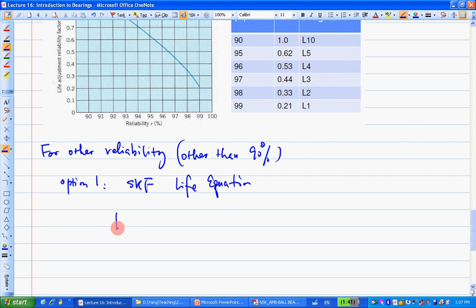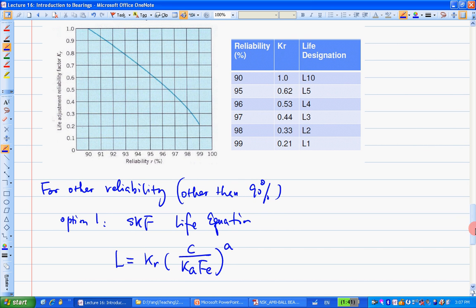This is the formula. If you're calculating L, it's KR times C over KA FE, to the power of A. I'll explain what KA is. But KR is a factor corresponding to different reliability. So here's a table. You see, for 90%, KR is just 1. If you have a different, higher reliability, then KR takes the value from here.